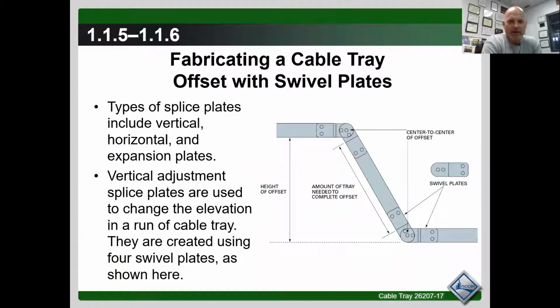Fabricating a cable tray offset with the swivel plates. The types of splice plates include vertical and horizontal expansion. The vertical splice plates are used to change the elevation in a run of cable tray. They're created using swivel plates, as shown in the illustration there.